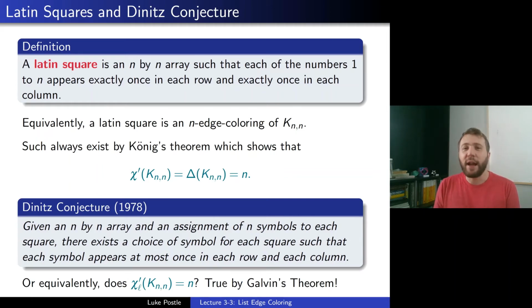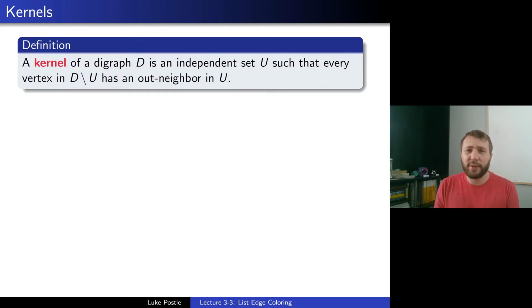So now we'll go on to a proof of Galvin's. How do we actually prove for K_{n,n}, and even more generally for all bipartite graphs, that you can always get a list coloring as long as the lists have size delta? Well, to do that, we'll introduce a new method called kernels and kernel perfection. A kernel will be a kernel of a digraph D. So here we're going to be doing digraphs, that's directed graphs, where you direct the edges. A kernel of a digraph D is an independent set U such that every vertex in D minus U has an out-neighbor in U.